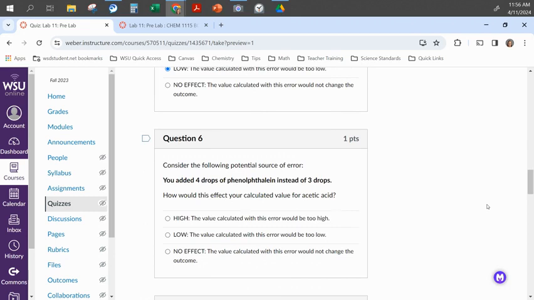Okay, what happens if you add 4 drops of indicator instead of 3? Is that changing hydrogens or hydroxides? No, shouldn't have any effect. No effect.